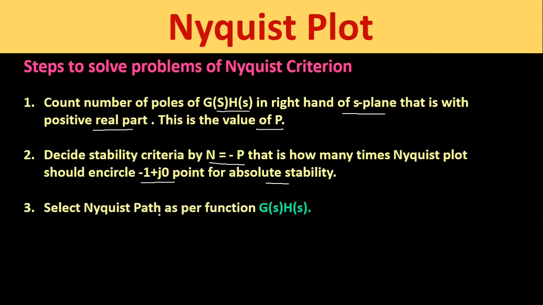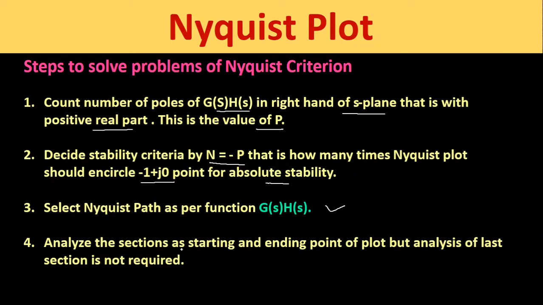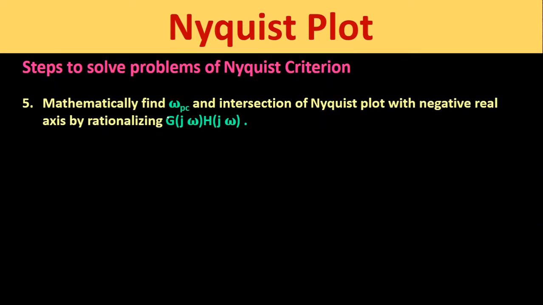Third step is to select the Nyquist path or Nyquist contour as per the function G(s)H(s) given. Fourth step is to analyze the sections as starting point and ending point of the plot, but analysis of the last section is not required as we have discussed in the last lecture. Fifth step is to find mathematically omega pc, which is the phase crossover frequency, and then we have to find out the intersection of the Nyquist plot with the negative real axis by rationalizing this G(j omega)H(j omega) equation.